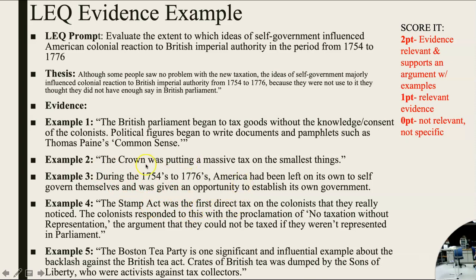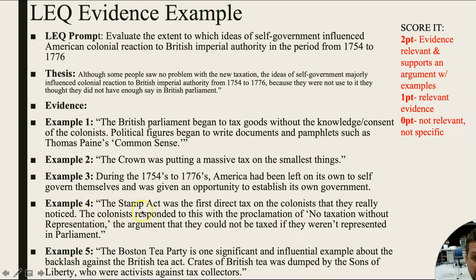Okay, example 4. The Stamp Act was the direct tax on the colonists that they really noticed. The colonists responded to this with the proclamation of no taxation without representation, the argument that they could not be taxed if they weren't represented in Parliament. This is actually the two-pointer right here, right?